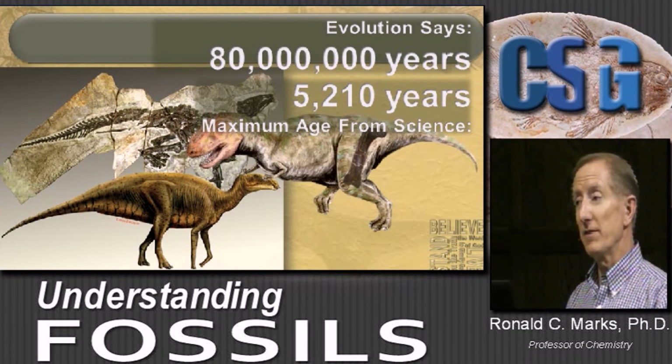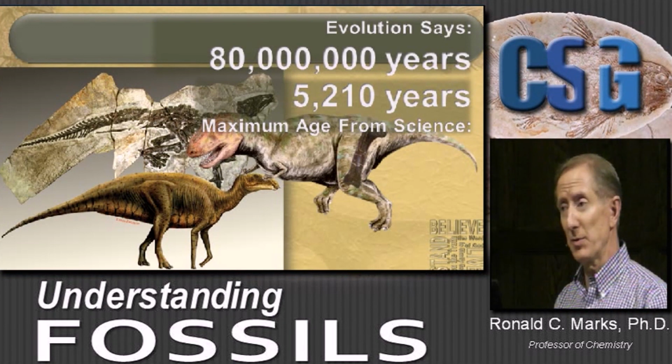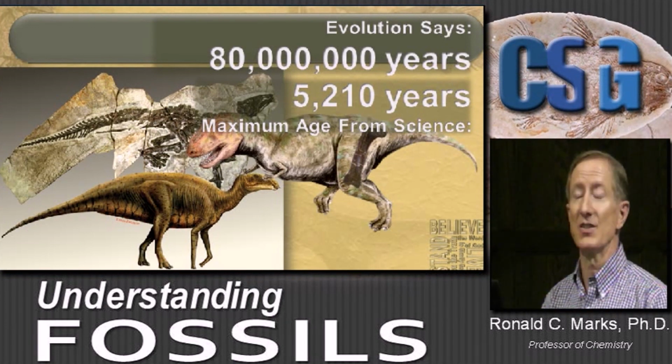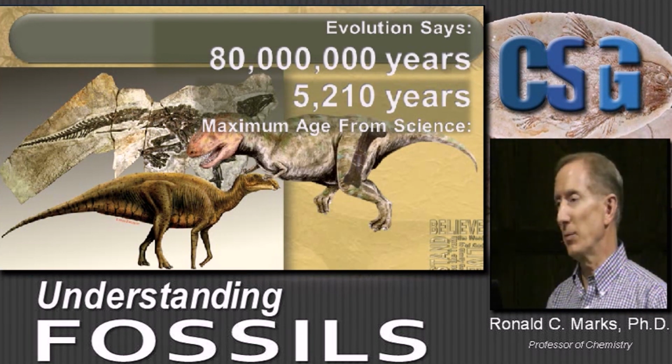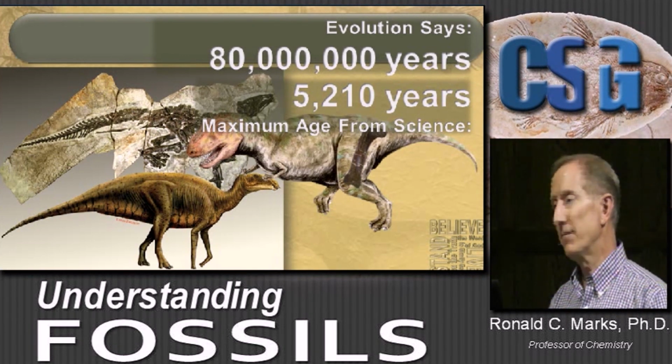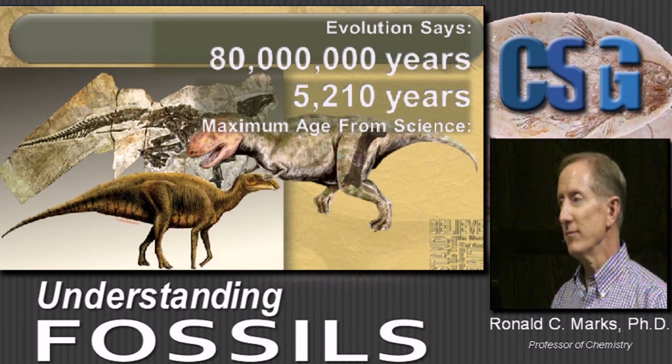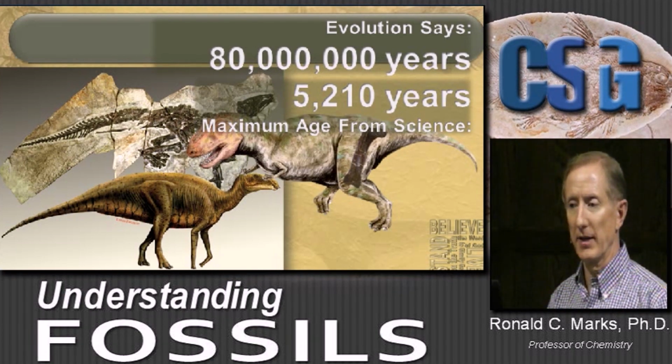So science itself, evolutionary science, not creationists, not a bunch of Ron Marxists trying to set out to prove creation. These are evolutionists, have set a limit on any fossil that we find soft tissue in of 5,000 years. Now, of course, I believe it's much younger than that.